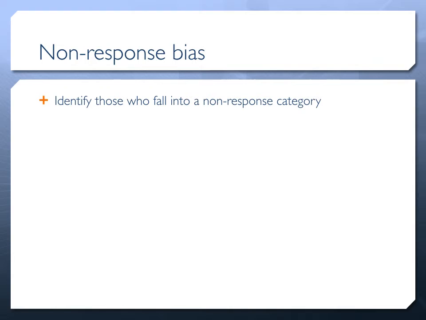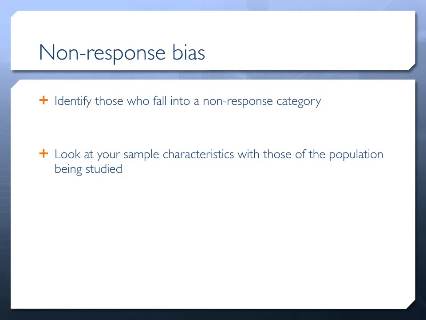In terms of non-response bias, this is known as identifying the people who fall into a non-response category. So what does that mean? You run your study, and then there are always going to be people who just don't respond to your intervention. They don't see the same effect as, let's say, the experimental group. But these are not people in the control group. These are people who you're experimenting on and for whom the intervention has been designed, but they don't seem to respond. So what do we do? We look at sample characteristics with those of the population being studied.